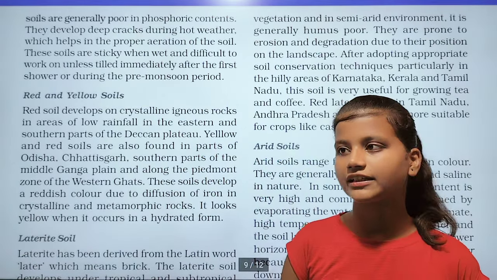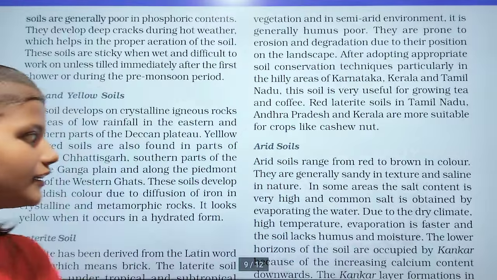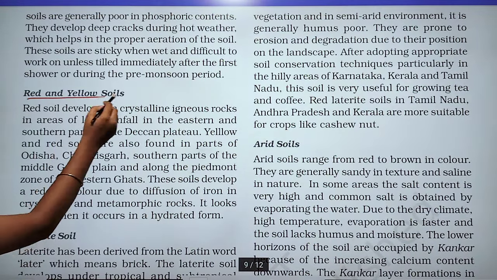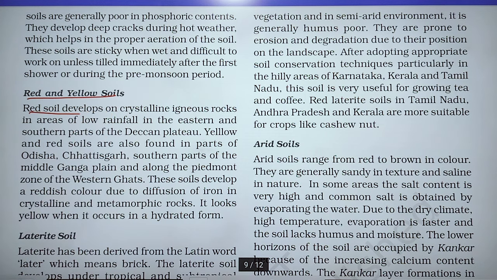So in this video we will discuss red and yellow soils. Okay, so let's see about red and yellow soils. Red soil develops on crystalline igneous rock in the area of low rainfall in the eastern and southern part of Deccan Plateau.